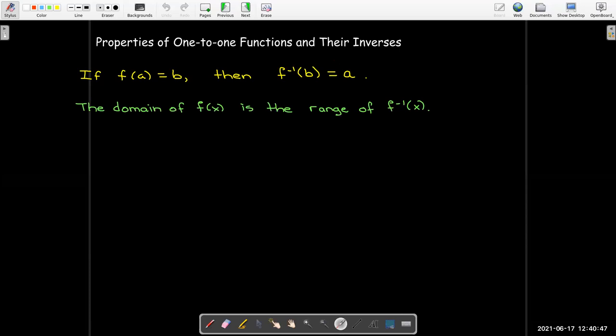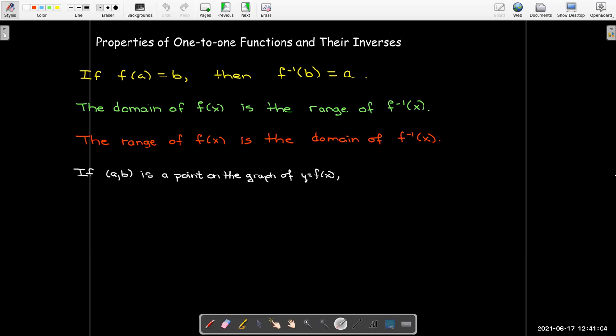So really the role of the input and the output is being swapped when you talk about a function and its inverse. So the domain of f is the range of f inverse, and the range of f is the domain of f inverse. If we have a point with coordinates a comma b on the graph of f, then b comma a is a point on the graph of f inverse.